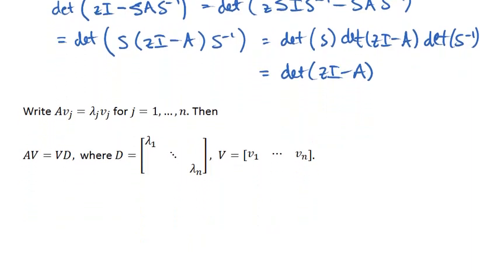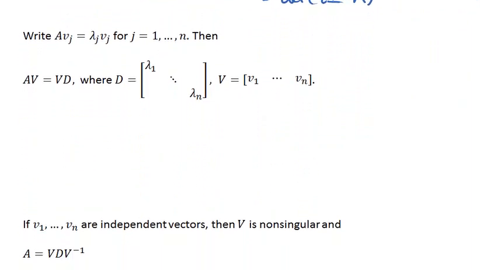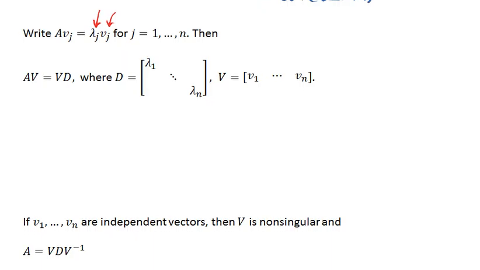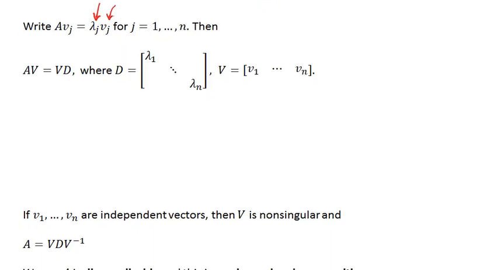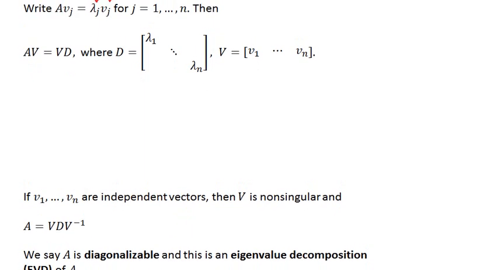Okay, so now let's suppose we have all n eigenvalues, the lambda j's, and we have n eigenvectors to go with them, the vj's. So we're just writing here the eigenvalue condition A v equals lambda v for each j. Well, if we put that together for all the different values of j, we get A times V is equal to V times D. So D is a diagonal matrix of eigenvalues, and V has the eigenvectors in its columns.